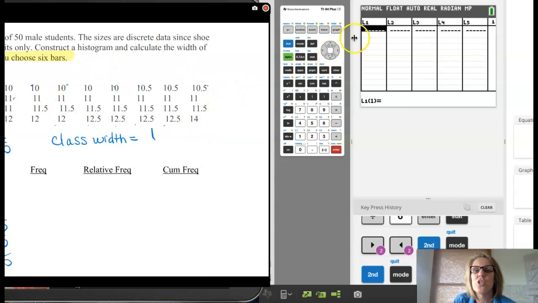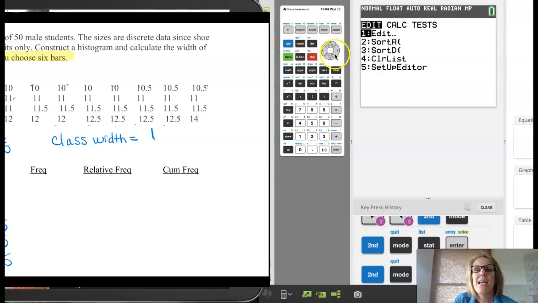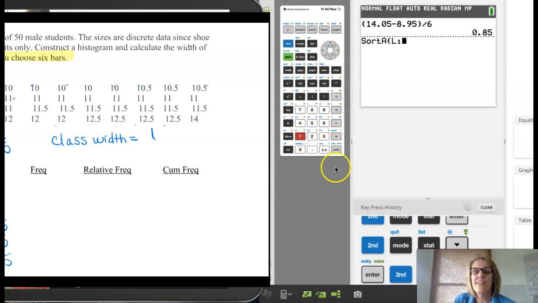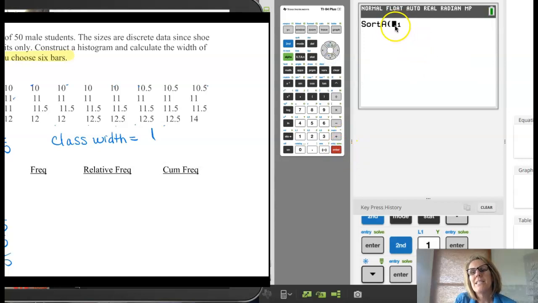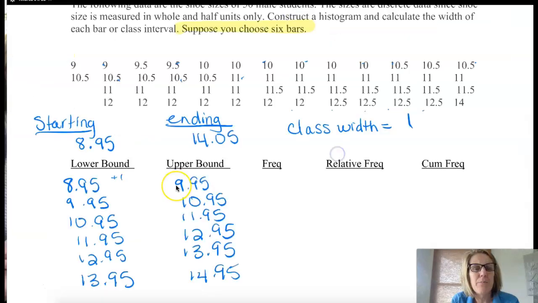It's already in order, but let's say it wasn't and we went ahead and typed it in and we wanted to put it in order. I'm going to do second quit here. I'm going to do stat. I would go down to sort and then I could tell it L1 and hit enter. Now this is going to error because I don't have any data in there. Okay, but it does. That's why it doesn't like it. It would sort it. In order to see it, we just go back to 8.95 and 9.95.